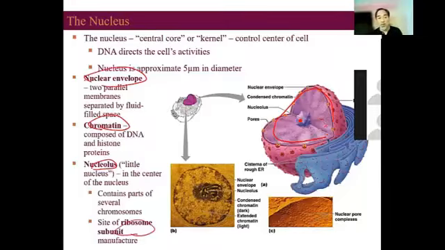Okay, so this is what you see on a cell. So generally, you have the plasma membrane, the cytoplasm, and the nucleus.